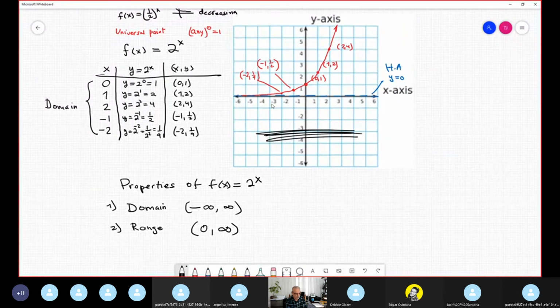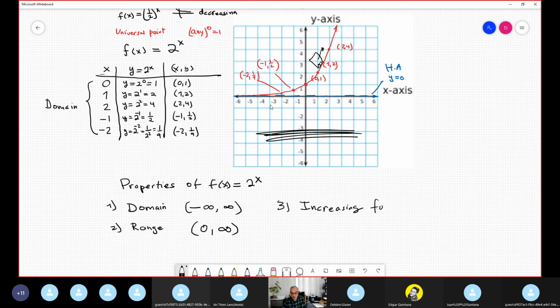Okay? This function is increasing. The third property, property number 3. The function is increasing. How do you know that? Remember, when you want to prove somehow that the function is increasing, imagine the function looks like a roller coaster. The roller coaster car travels always from left to right, and the height increases, so it goes up. So it's an increasing function.